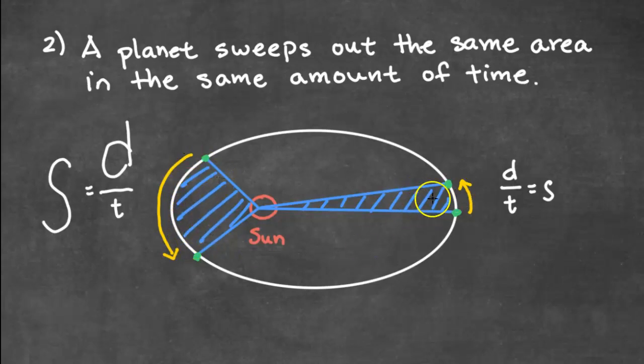So what Kepler is saying is that if this area and this area are the same, it'll take the same amount of time to sweep through that area. And so the t is going to be the same. The d will be different because this is a smaller distance and this is a bigger distance. A bigger d divided by t will give you a bigger speed than a little d over t, which is a smaller speed. The implication is that the further away you are from the sun, the slower the planet is moving. The closer the planet is to the sun, the faster it will be orbiting.